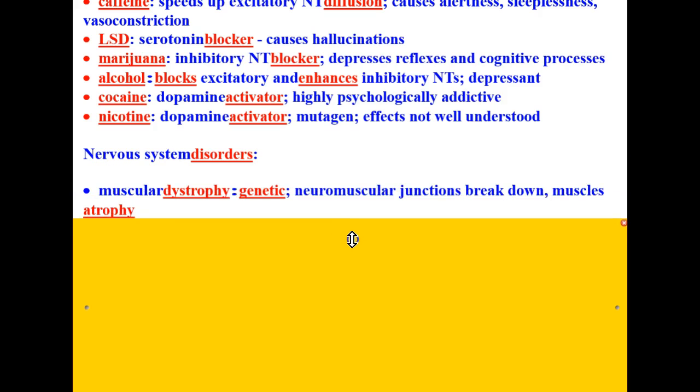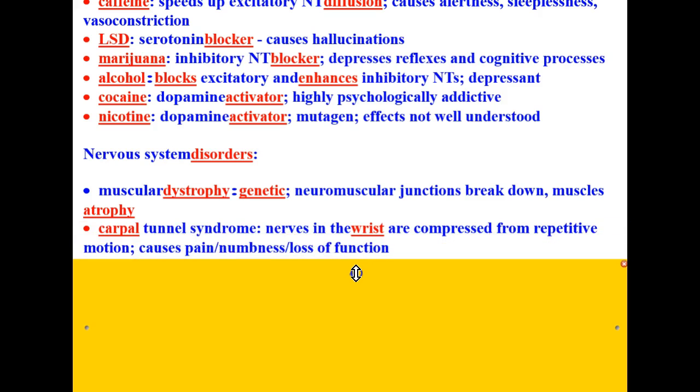We'll start off with muscular dystrophy. Muscular dystrophy is genetic, and as the neuromuscular junctions break down, muscles atrophy, and that means that they stiffen up and aren't usable.